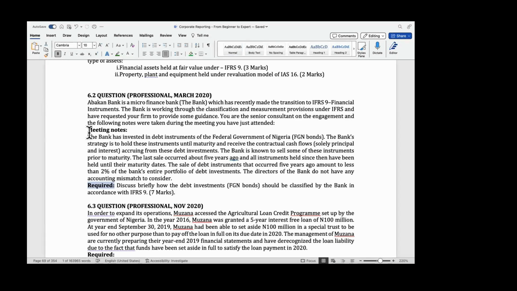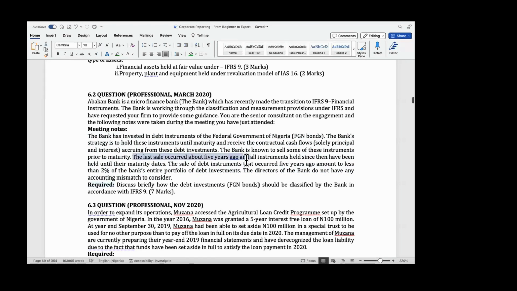If you read this one, you will see that they will just tell you that, yes, it's collecting interest, and the bank used to sell some of them. I already told you, when the business model is to collect interest and principal and also to sell, then you should classify it at fair value through OCI. And in this case, he has invested, so it's a financial asset.